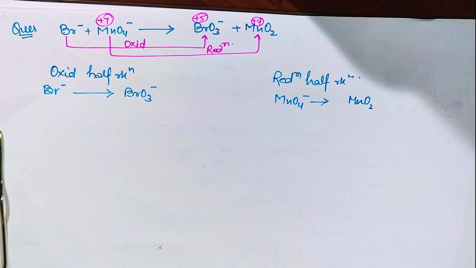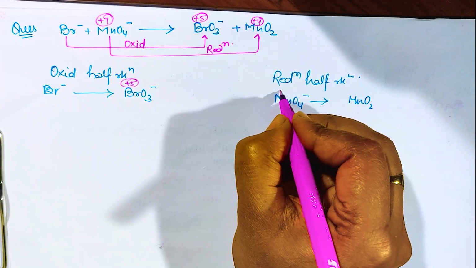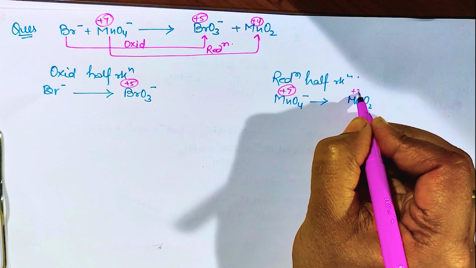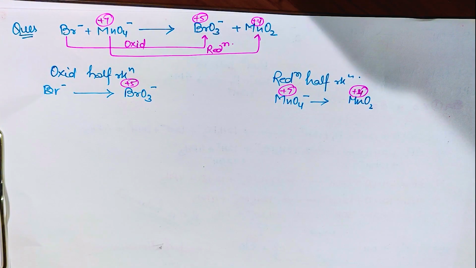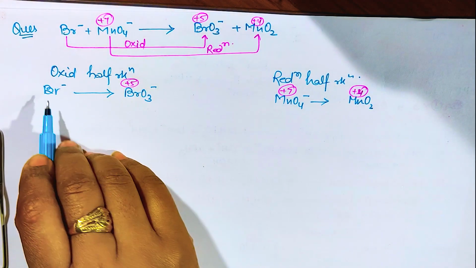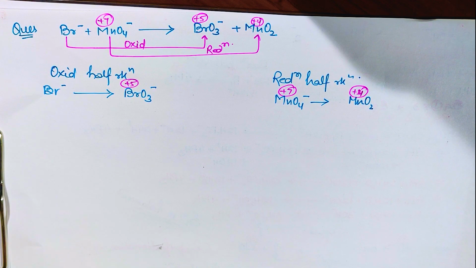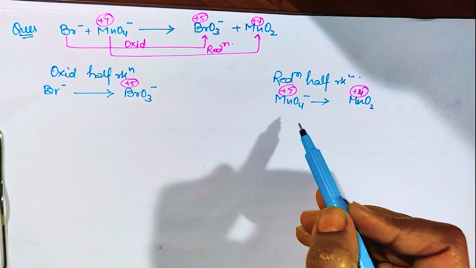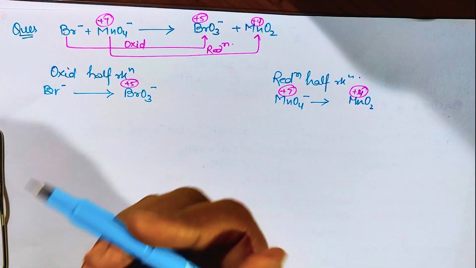Next step, let me write the oxidation numbers. Next step is to write the total difference. The next step is to balance the central atom. So 1 bromine, 1 bromine, and here also 1 manganese, 1 manganese, so that is balanced. Next step, find the total difference.